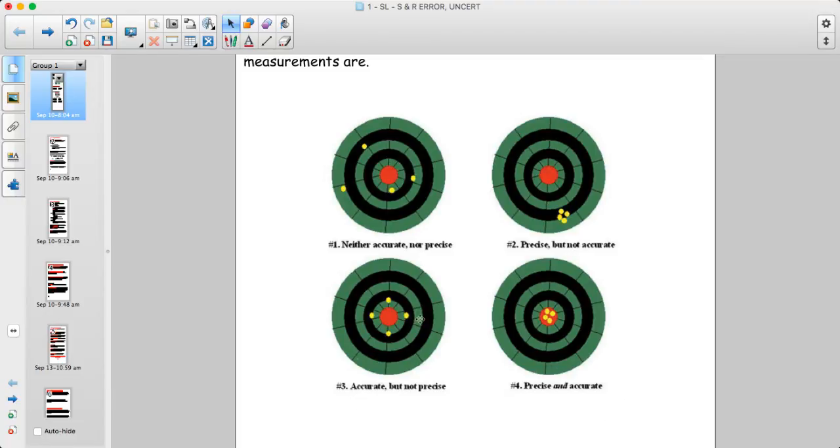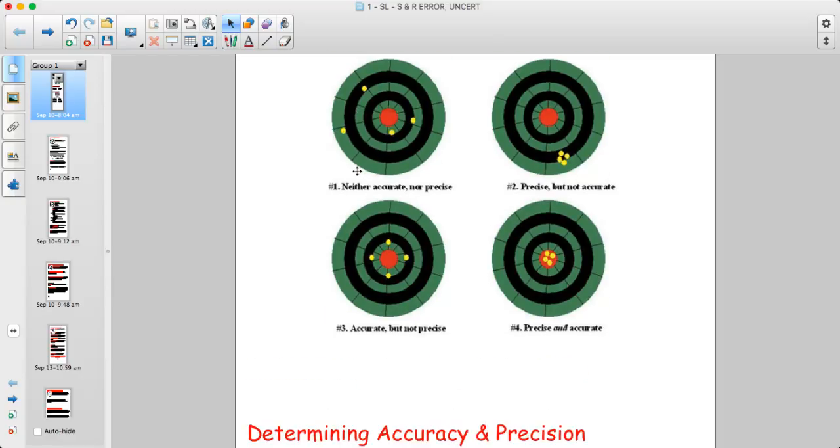In this case, the shots aren't very close together, but when you average them out, they sort of all average out in the correct area. So they're relatively accurate, but not very precise. And this one is neither accurate nor precise.